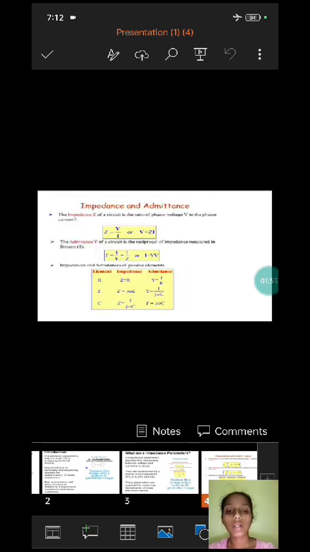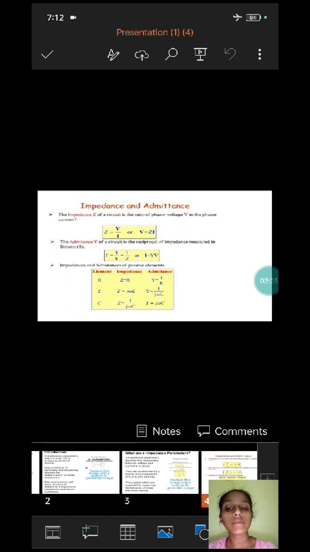And next one, what is impedance? How to find out the Z impedance, and the admittance, which means the Y parameter. The impedance Z of a circuit is the ratio of phasor voltage V to the phasor current I, so impedance Z is equal to V by I, or V is equal to ZI. This is the formula to find the impedance.